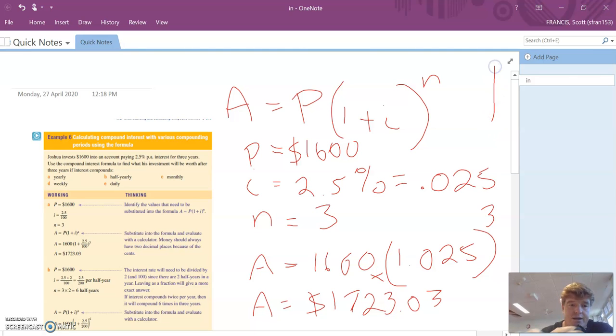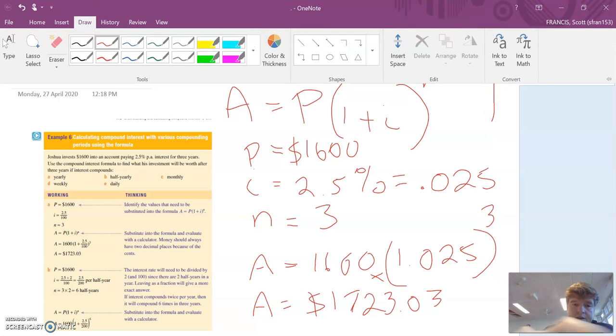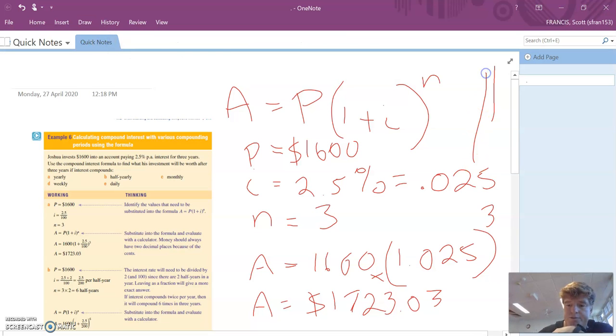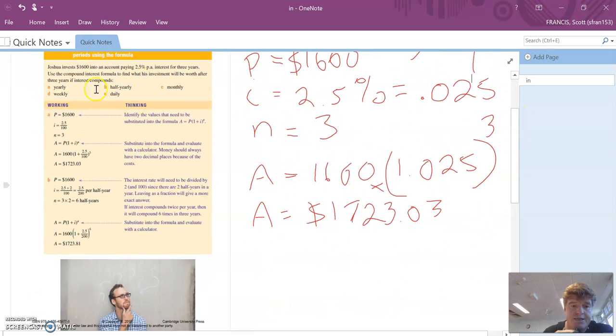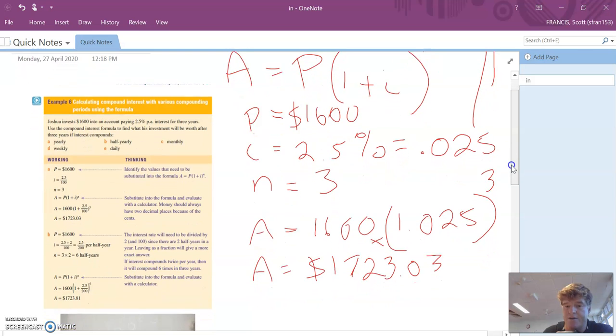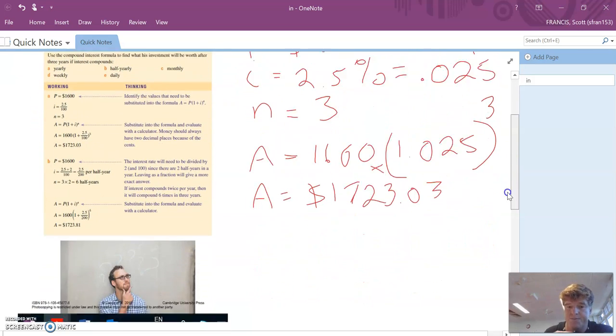Let's scroll down here. Oops, scrolling's not working so well. Let's choose a different time frame. Okay, let's look at this one that asks for us to work it out where it's compounding monthly. We'll leave this here so that we can contrast the two.